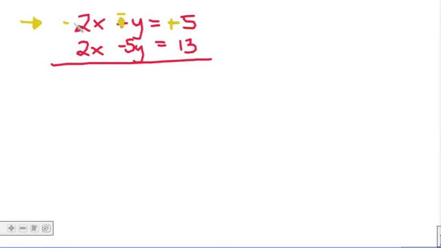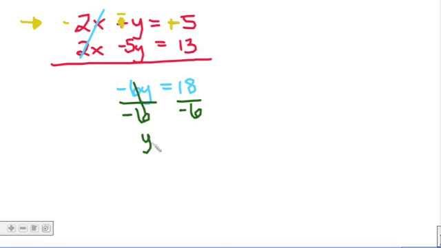So now I have -2x plus 2x, and these cancel. -y minus 5y gives me -6y. Remember, if they're the same sign, we add and keep the sign. And now I have 13 plus 5, which is 18. Get that variable by itself, so I'm going to divide by -6.